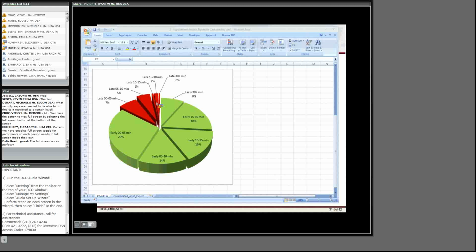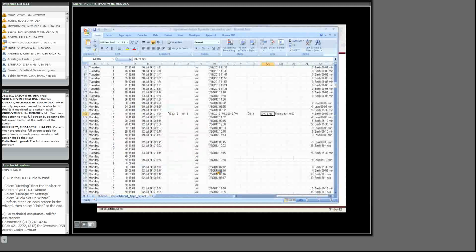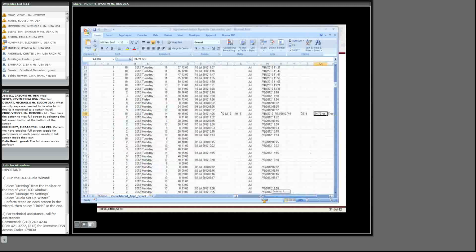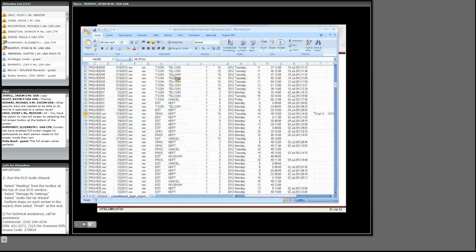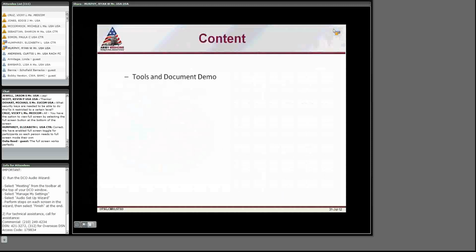So that's one of the things that we can use this data for, to very quickly show them some of this information. In some instances they've also asked us to look at how many left without being seen, and how many kept versus canceled versus no-shows. So we have all of this data available as well. That's very easy to analyze in a very short period of time, just using Excel with some pivot tables. Okay, so one of the other things that I wanted to show you, let's see here.